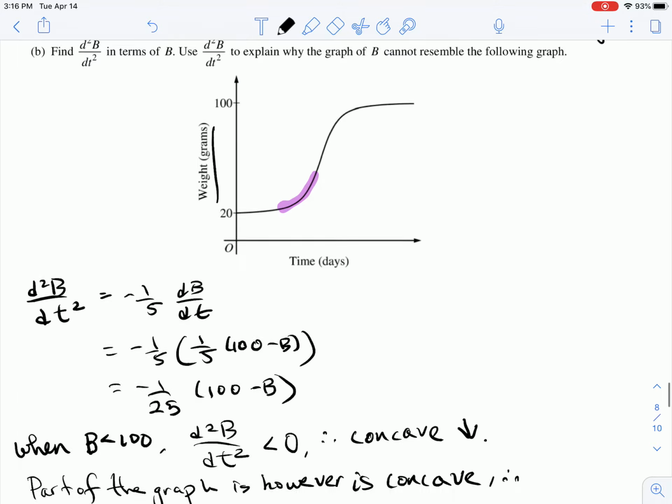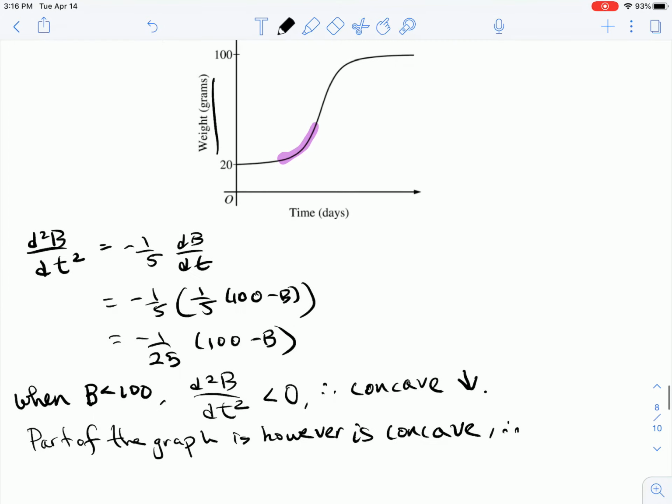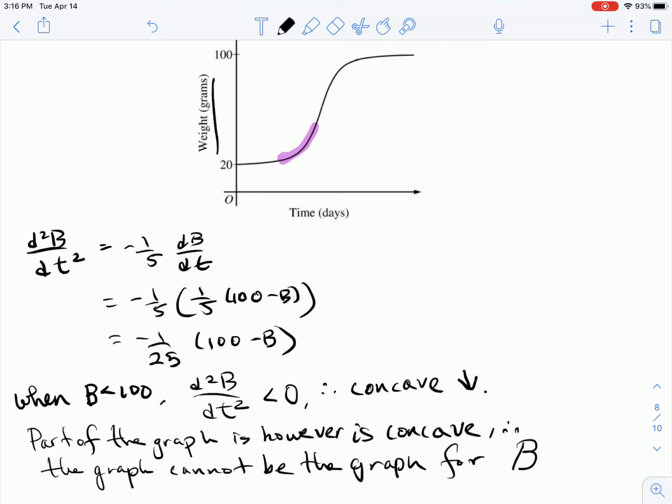Therefore, the following graph, or let's just say the graph, cannot be the graph for B, okay, for equation B.